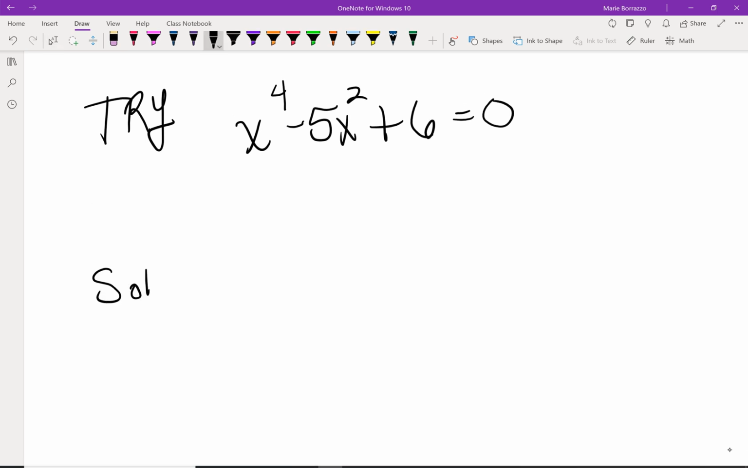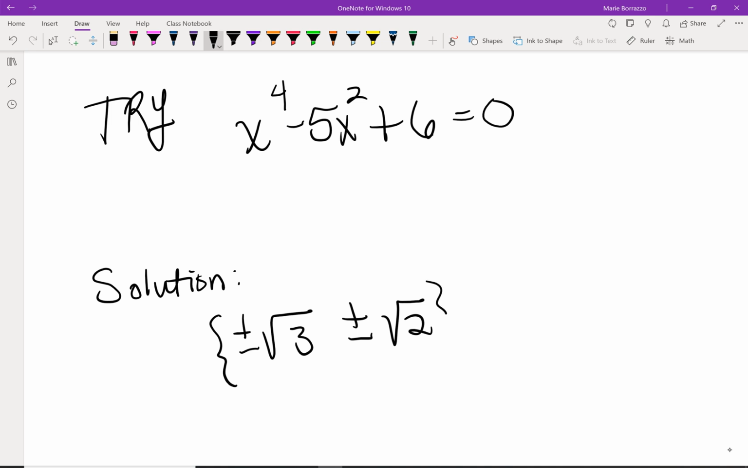So the solution for number 6 are plus and minus radical 3 and plus and minus radical 2. And there you have it. That's the notes for the examples 4, 5, and 6. 7 and 8 are coming up.